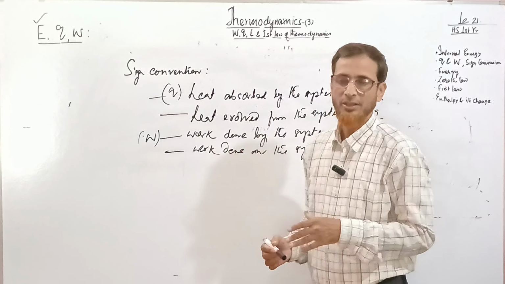So we have got del H is equal to del E plus P del V. Each term I have defined. Now for liquid or solid, there is no appreciable change in the volume, so the term P del V is equal to zero. That is, for gases, del H is equal to del E plus P del V, and for liquid and solid, it is del H is equal to del E, where P del V is equal to zero.